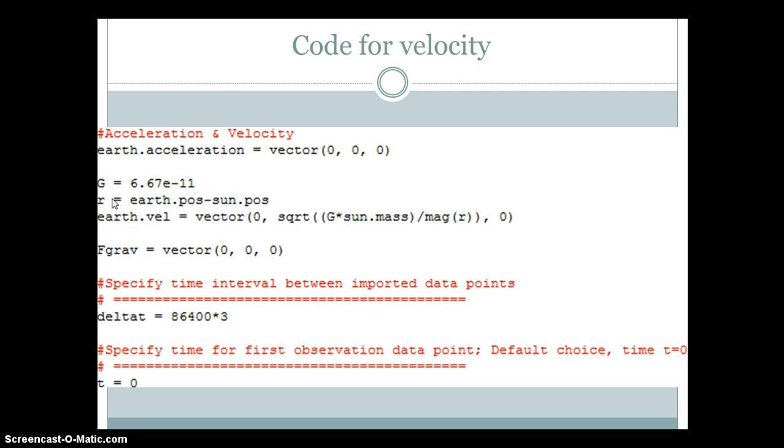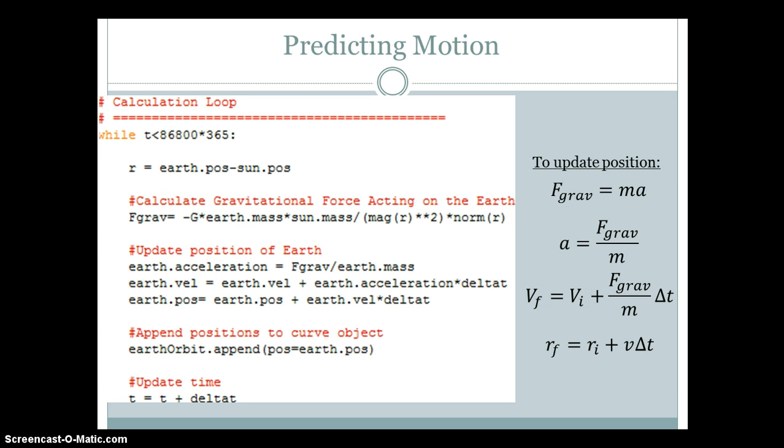I picked delta t to be 86,400 times 3 because relative to the length of a year, 3 days is still small, but it is not small enough that the program takes forever to calculate the length. The next step was to model the motion of the Earth by showing its orbit. This was done by applying Newton's second law repeatedly in a while loop. I made the time of the while loop be 86,400 times 365 because I needed to make sure the model would show the entire orbit.